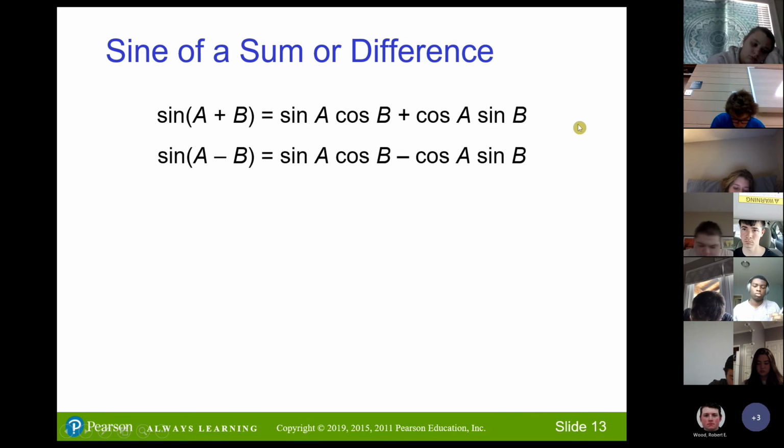Now to me, this one's the easiest to remember because which way do we read? Left to right. So sine of A, sine of B. Cosine, sorry. So there it is. It's pretty much linear. And you also got the plus and the plus. To me, this one is the easiest one to remember out of the sine, cosine, or tangent.